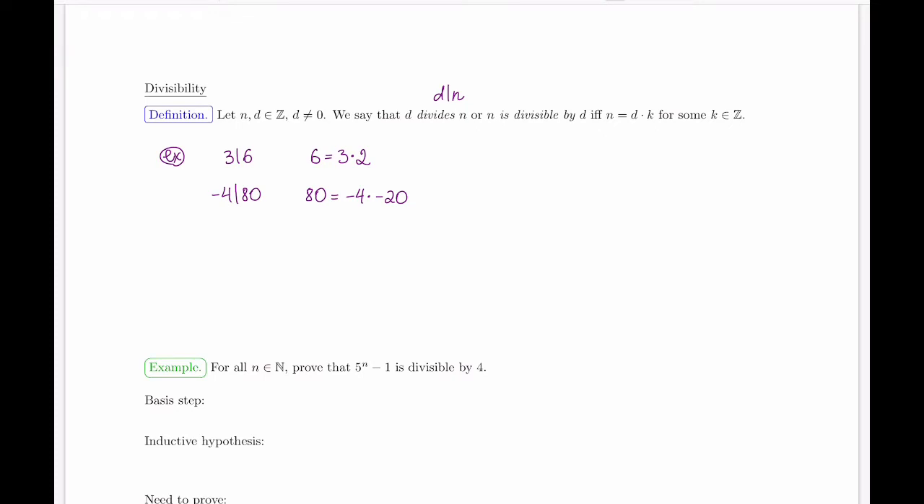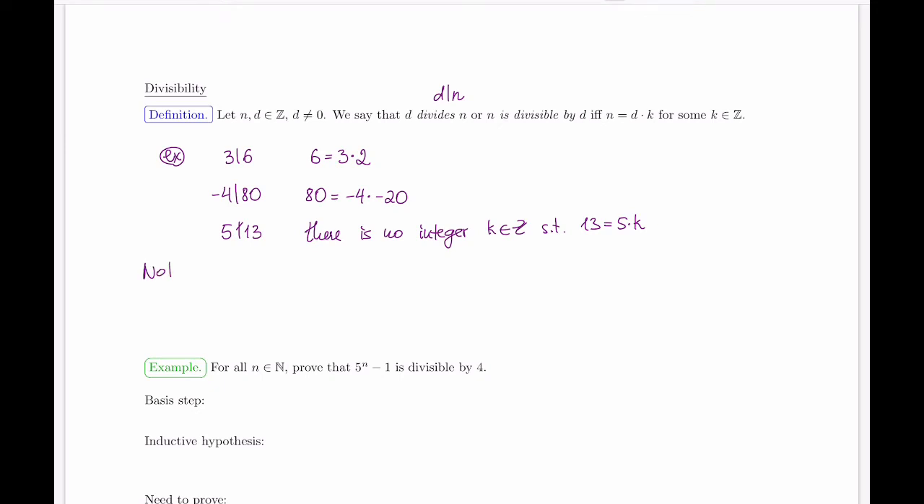If we have something that does not divide another number, we will have the vertical bar with a little dash through it. Some books put it sideways, some books put it through perpendicularly, it doesn't really matter. So for example, 5 does not divide 13, and that is because there is no integer k such that 13 is equal to 5 times k. Because the numbers are so small, we can easily check that this is in fact the case.